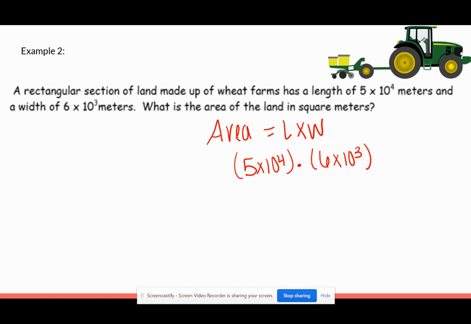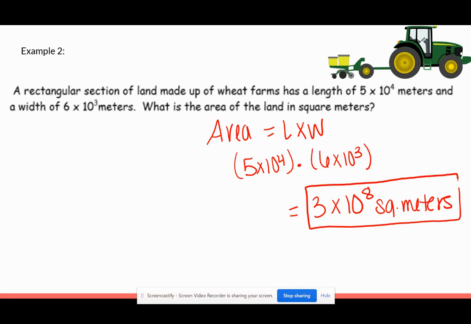So again, we're just going to put this into our calculator by doing 5, second, hitting the EE button so that we get a capital E. Our exponent is 4. Since it's length times width, we're going to hit the times button and then do 6 times 10 to the 3rd. So 6, second, EE, and then a 3. And then when we press enter, we get our answer to be 3 times 10 to the 8th. And then just square meters. Always have your unit. It didn't tell us specifically to put it in standard form or scientific notation, so we're just going to leave it in scientific notation.